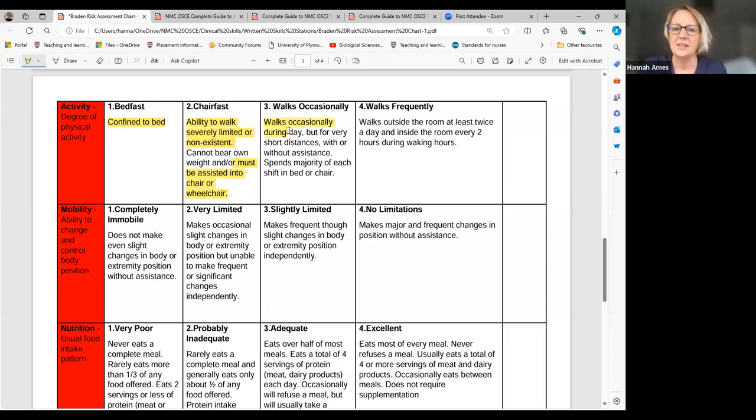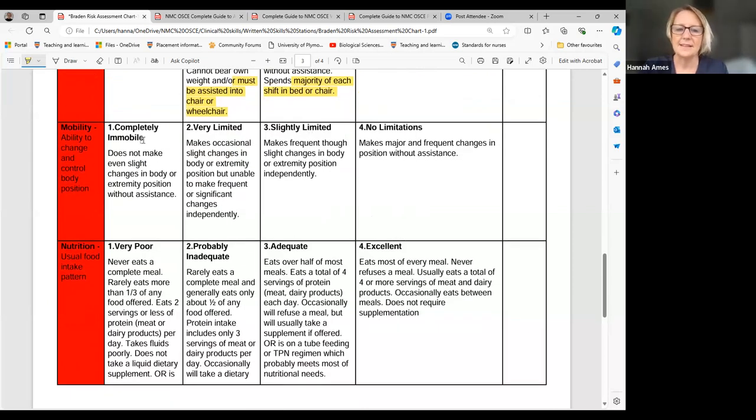3 is they walk occasionally during the day, but for very short distances, and they spend the majority of each shift in a bed or a chair. And 4, again, is just someone that can walk outside the room at least twice a day, or inside the room every 2 hours. So it's really important for your activity and your mobility to identify those keywords so you can identify the right scoring.